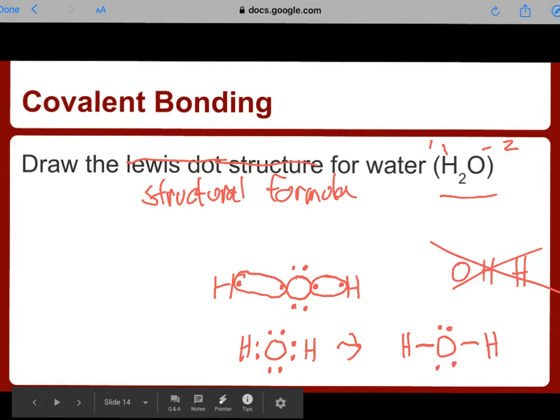These pairs that are still on the oxygen that are not involved in a bond, these are known as lone pairs. And if it says to draw the structural formula with lone pairs, you do still need to draw those lone pair electrons in. So that means those are valence electrons, they're on oxygen, but they're not involved in any bonding right now. They're just kind of hanging out on oxygen.